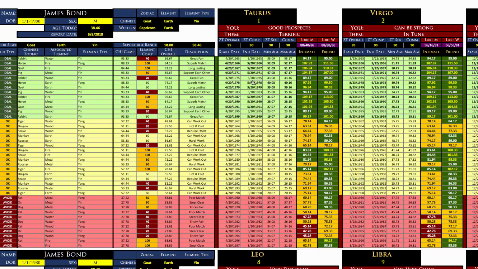And then the second date represents the max age, based on the information on this report, of the report date upon which it was run today. Now, there's two calculations here, the intimate and the friend calculation. If James Bond were to decide to be in an intimate relationship with this Taurus, the first intimate field here shows the percentage of how James Bond would feel that he could rate this relationship.